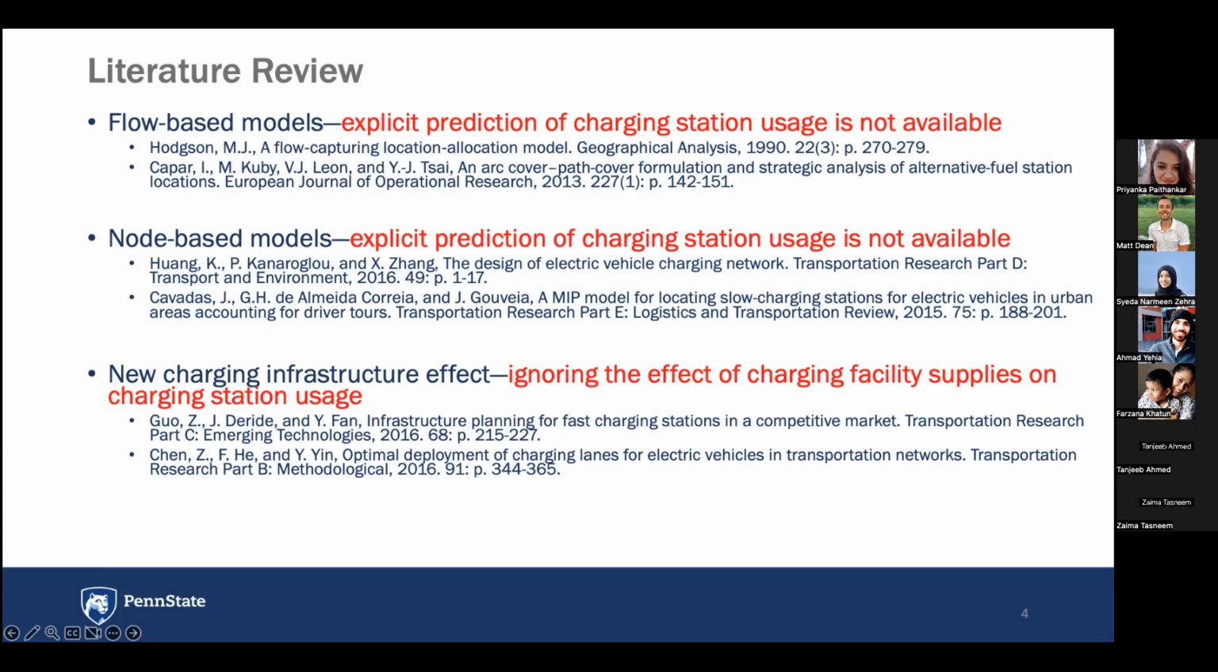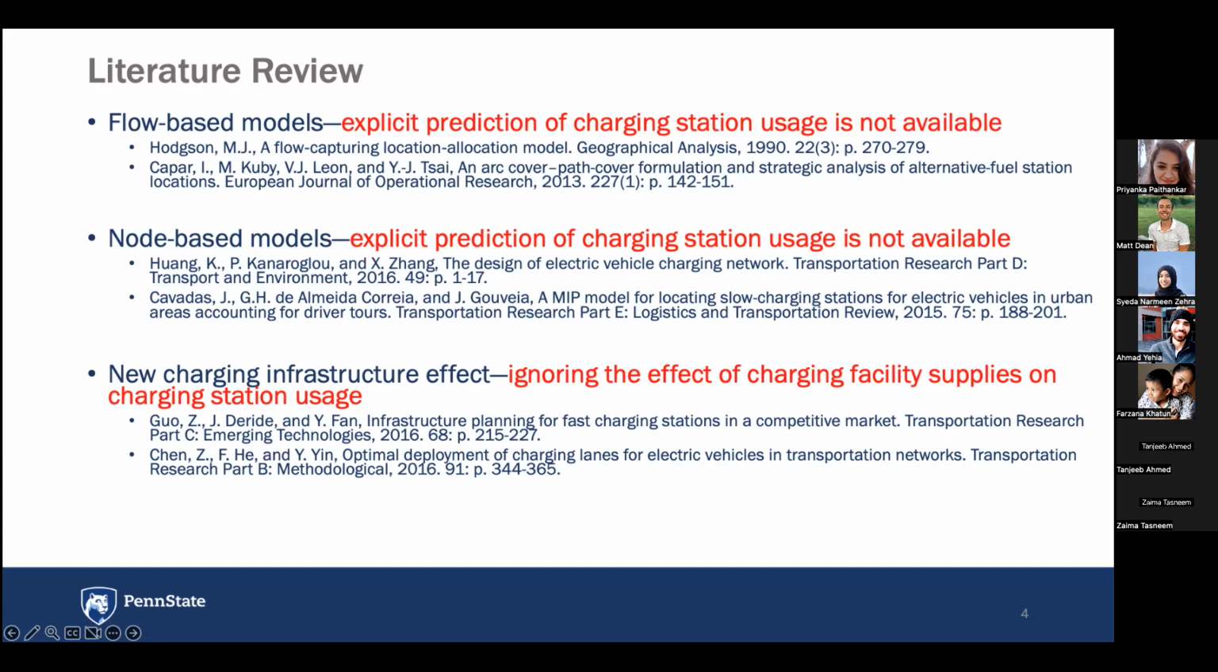Unlike flow-based models, node-based models typically use the size of the charging station service area to indirectly represent the charging demand. So in this case, an explicit prediction of charging station usage is still not available.